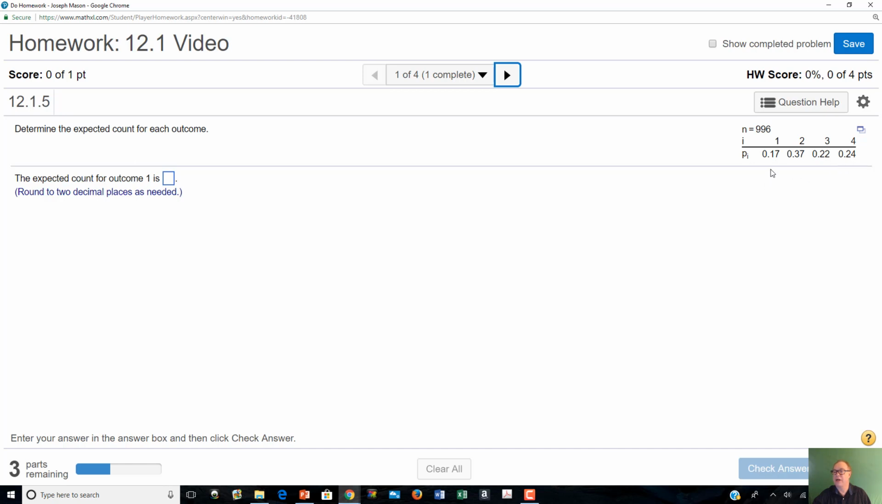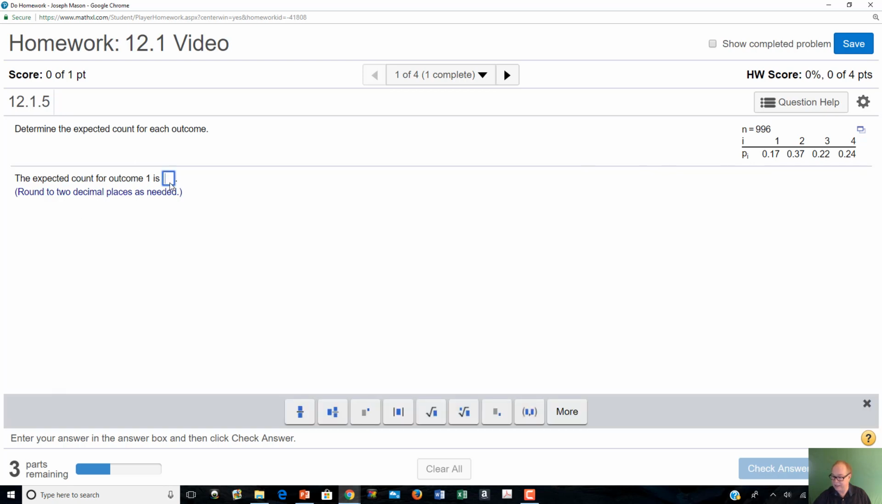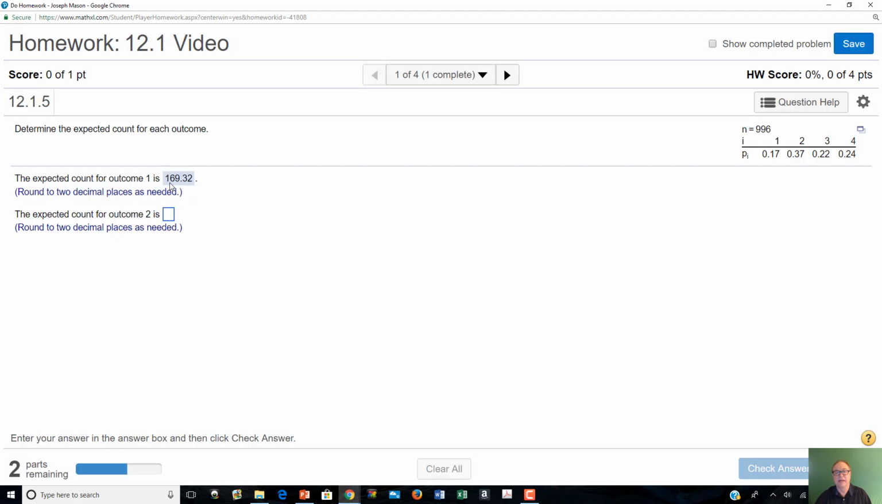So what you're going to do is take 0.17 times the 996 with your calculator, and that should be 169.32. And then for expected count for outcome 2, you're going to take 0.37 times 996, and you should get 368.52.